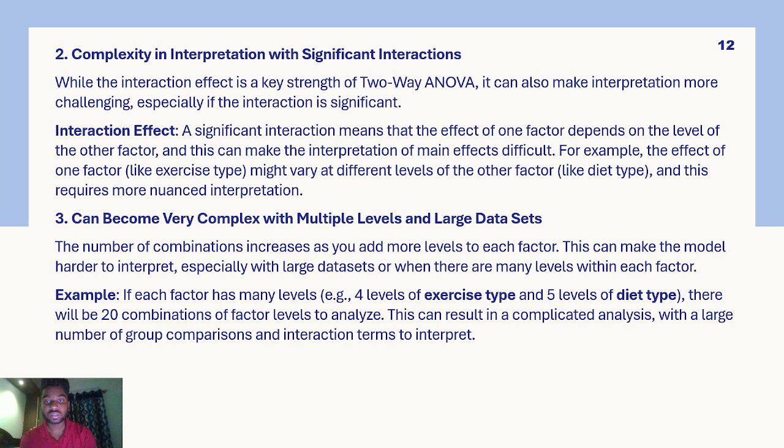The number of combinations increases as you add more levels to each factor. This can make the model harder to interpret, especially with larger data sets or when there are many levels within each factor. Example, if the factors have many levels, 4 levels of exercise types, 5 levels of diet types, there will be 20 combinations of factor levels to analyze. This can result in a complicated analysis with a large number of group comparisons and interaction terms to interpret.